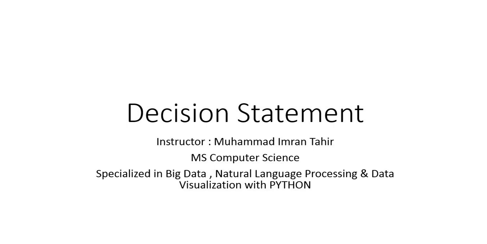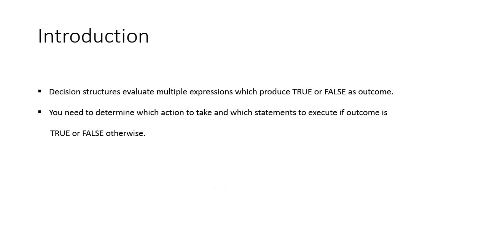Decision statements are used to write a program in a more professional way. The first benefit of them is that decision structures evaluate multiple expressions, which produce true or false as outcome. Whenever we have a decision statement, it will show two types of output. Either it will return a true value or it will return false. True means 1, false means 0.